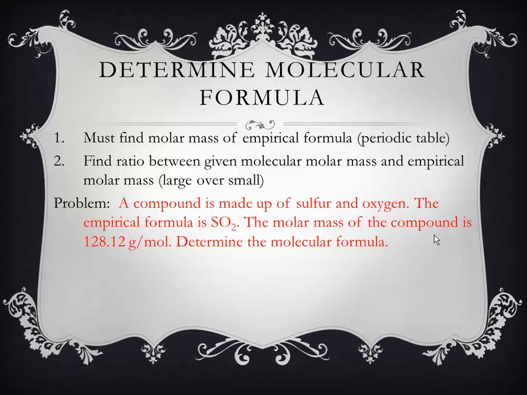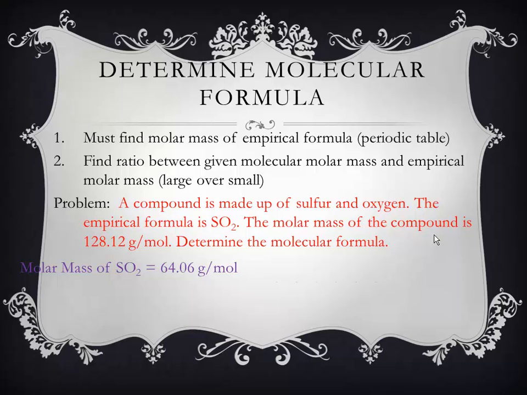Alright, so we go back to the same example we found before of sulfur and oxygen. We know the empirical formula is SO2. The molar mass of the compound is 128.12 grams per mole. Determine the molecular formula. So first step is to find the molar mass of our empirical, SO2. So sulfur is 32, oxygen 16. You get 64.06 grams per mole.